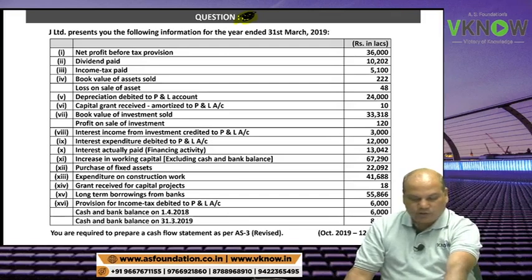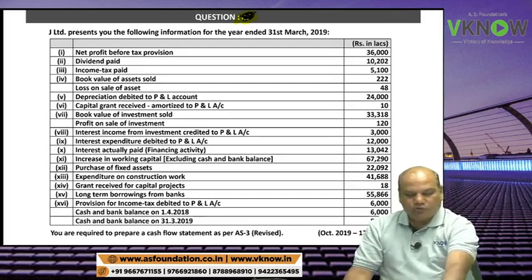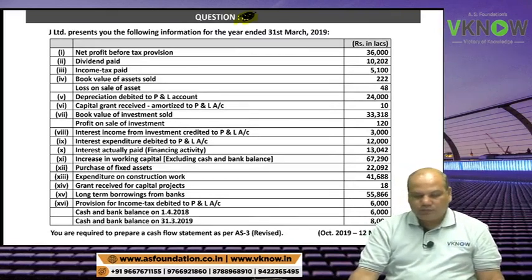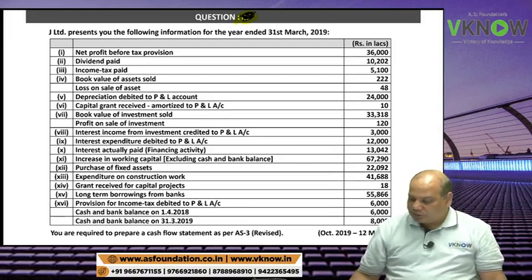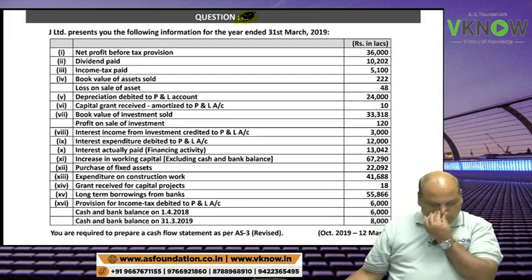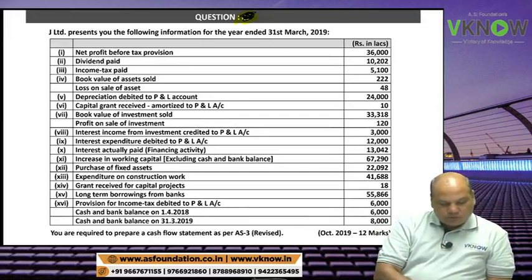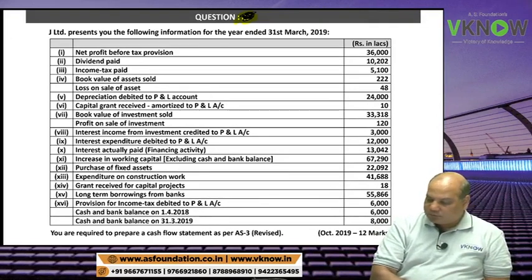Loss on sale of asset, 48. Point number 5. Depreciation debited to P&L account, 24,000.